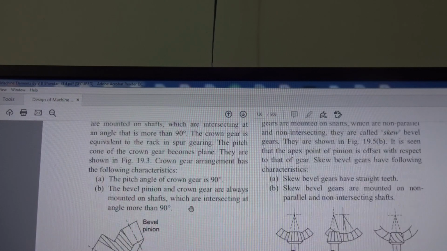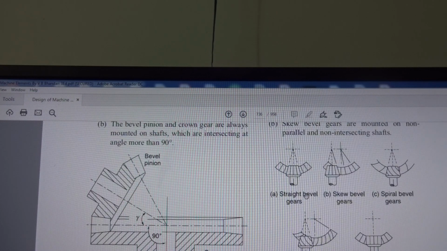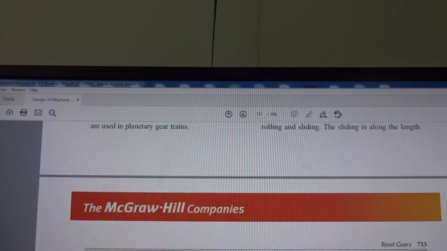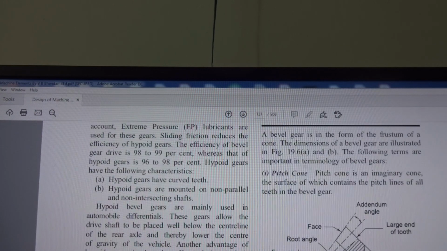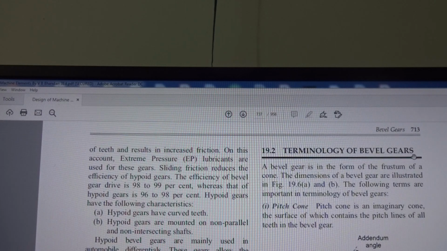And other gears are the spiral bevel gear and straight bevel gear, already discussed. Skew bevel gears, when the axes are not intersecting and not parallel, this is known as the skew. Hypoid gears, if the axes do not intersect, this is known as the hypoid gears. And face gears. Now different terminology used in bevel gears.